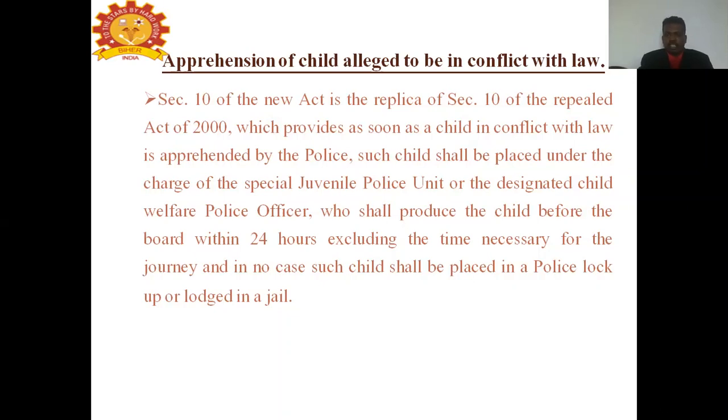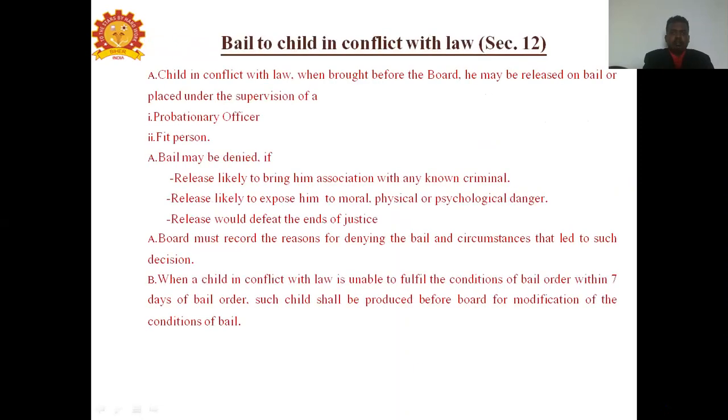In the police station also, before 24 hours, the child should be produced before the JJB. Next, bail to a child in conflict with law, Section 12. It clearly talks about a child in conflict with law: when brought before the Board, he may be released on bail or placed under the supervision of a probationary officer or fit person.